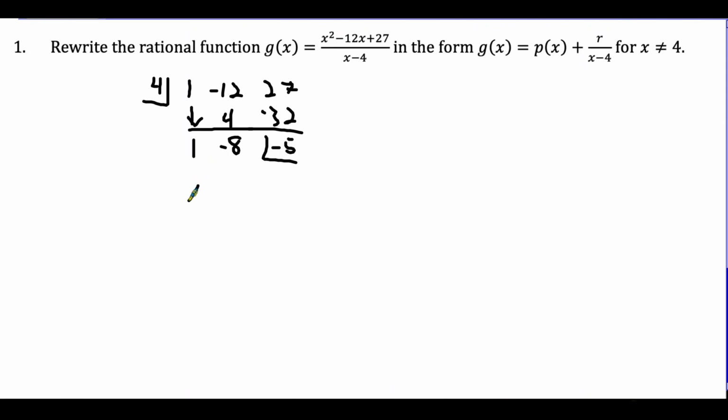So this would be 1x minus 8. And then the way that I would write my remainder would just be plus that remainder of negative 5 over what I divided by, over x minus 4. Since this is plus a negative, I could also just write this as minus 5 over x minus 4.